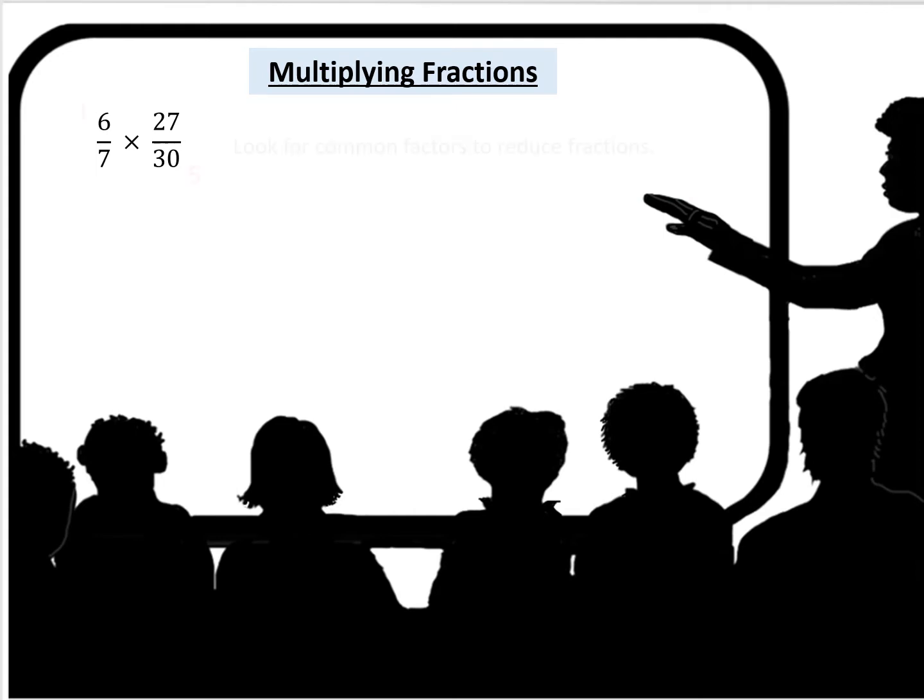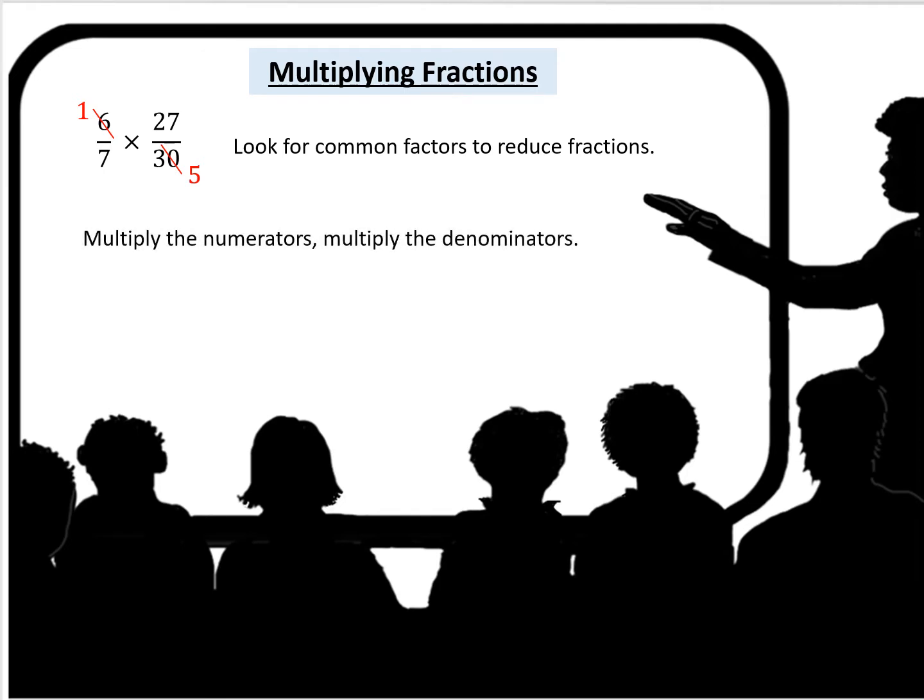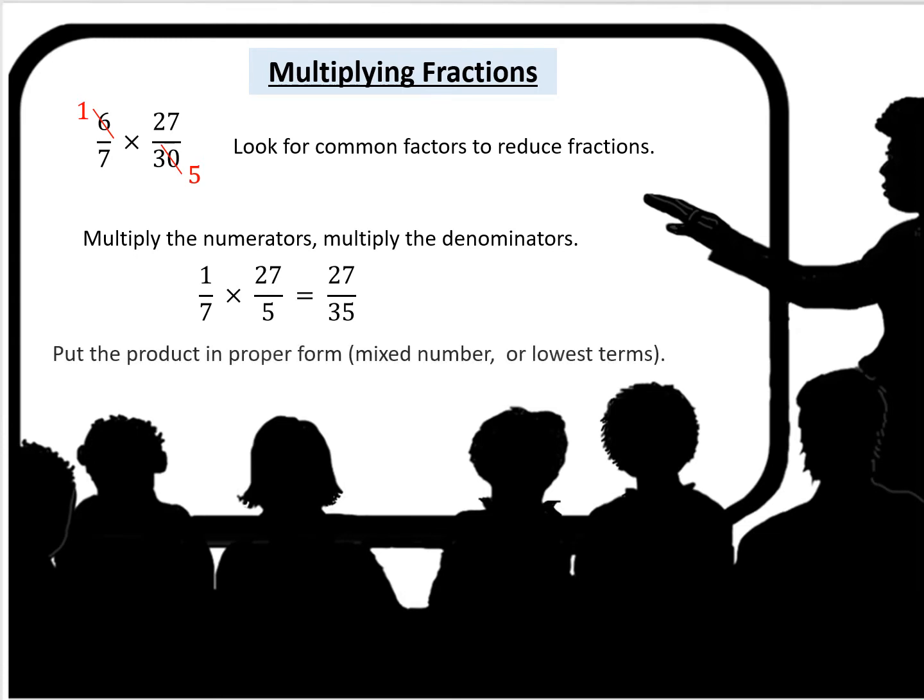Okay, we're on to multiplying fractions. The first thing I would do is look for common factors to reduce the fractions right from the start. In this case, 6 goes into itself once and goes into 30 five times. Then you multiply the numerators and multiply the denominators.